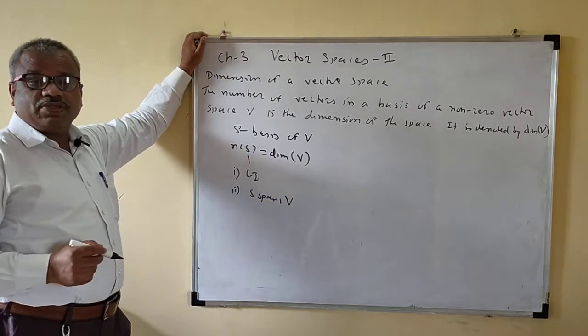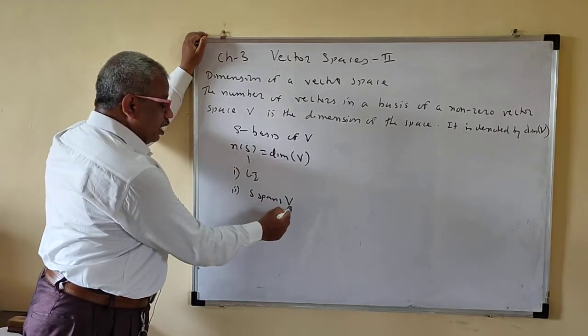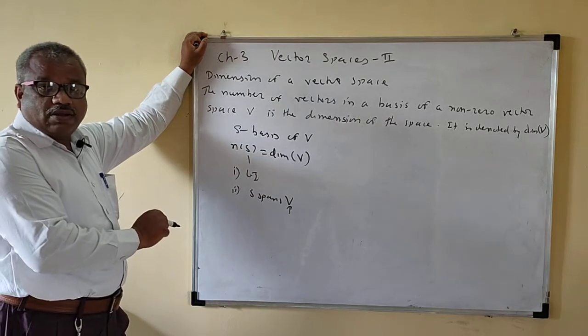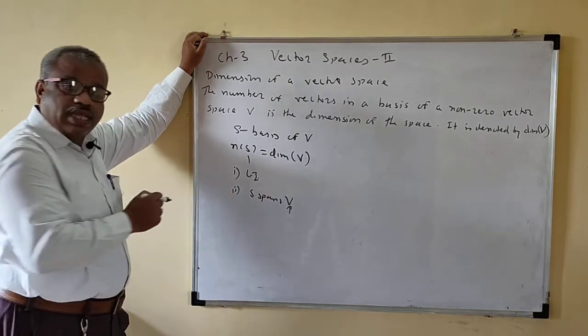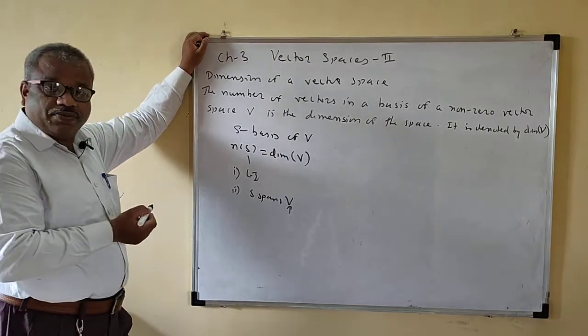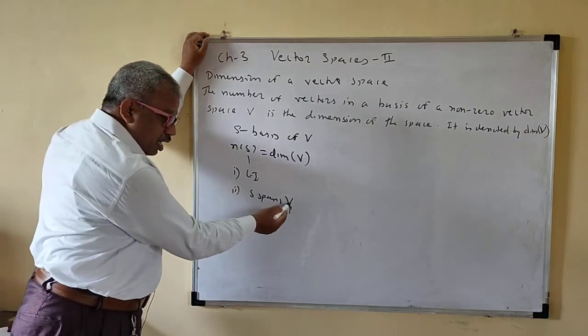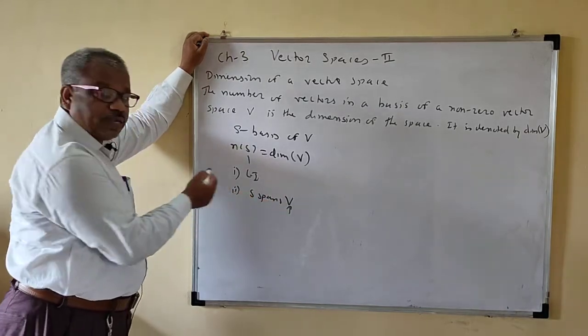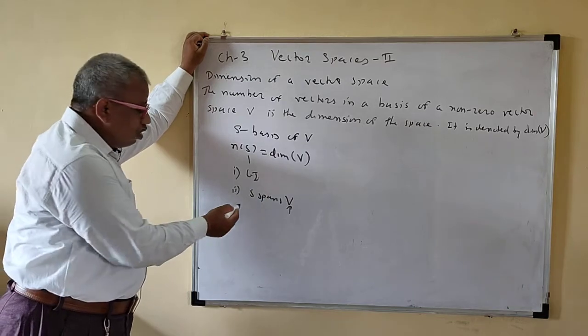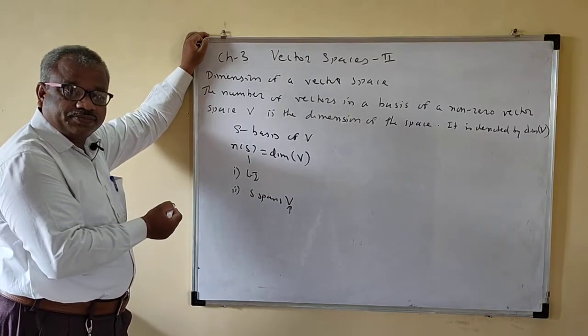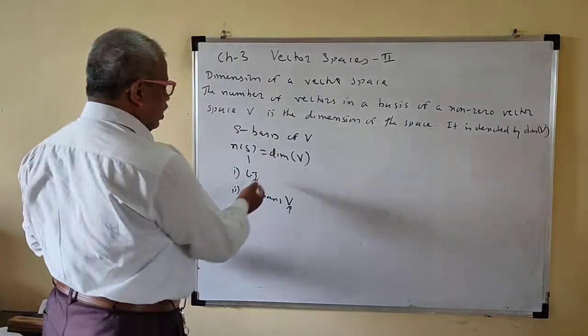S spans V means what? Every vector in V is expressed as a linear combination of the vectors in S. Then we say that S spans V, right? S spans V means every vector of V is expressed as a linear combination of the vectors in S. Linearly independent, you know that.